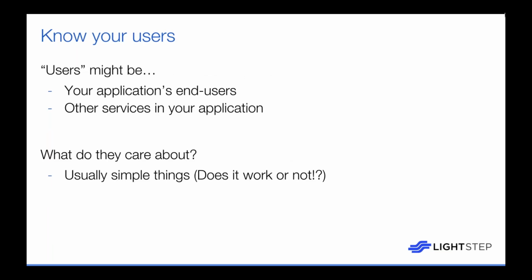To sum this up, I think the shortest version is just: know your users. Users might be your application's end users. It might be other services within your applications. And what those users expect will tell you what things you need to measure. It'll tell you what symptoms matter, and by extension, what you should be alerting on. Usually these are pretty simple things, like does your service work or not? But it's really important to understand that.